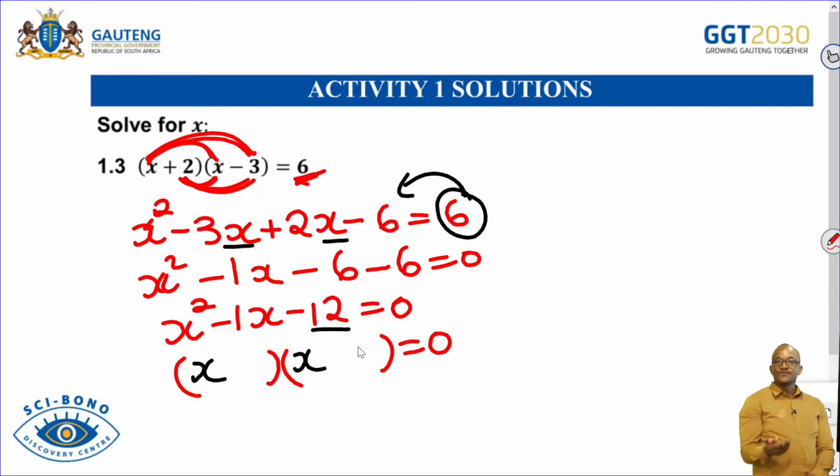If you say 3 times 4, 3 times 4 is 12, correct? And if you say 3 plus 4, you get 7. But if you say 4 minus 3, you get 1. Then 3 and 4, they suit our factorization. Then what I will do, I will just write 4 and 3.